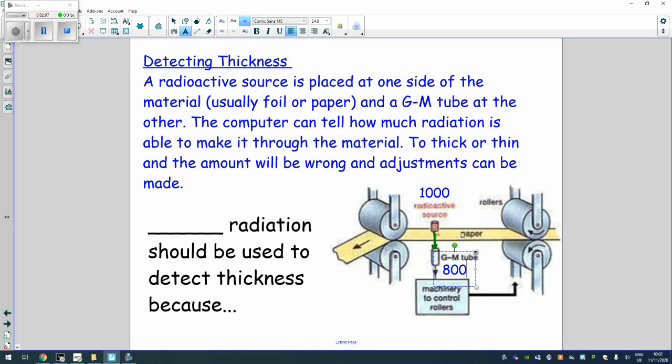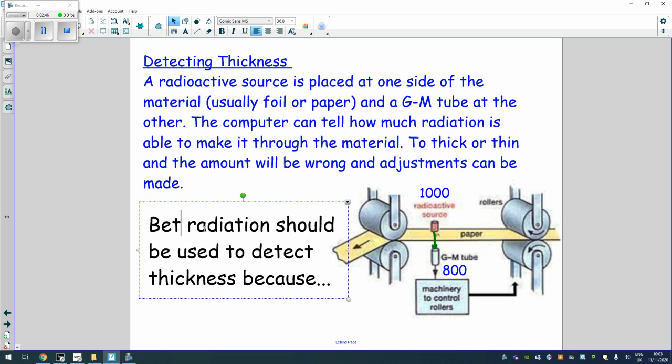So let's think about which type of radiation we should use for this. If we used alpha radiation, almost all of it is stopped by the paper, so that would be no good, because too much of it would be stopped. If we use gamma radiation, almost none of it would be stopped by the paper or the foil or whatever it is, and therefore we can't use that because it's too penetrating, it goes through too much. So we use beta because that's just right, it's like Goldilocks and the Three Bears. Alpha was not penetrating enough, gamma was too penetrating, beta was just right. So we need to use beta radiation.